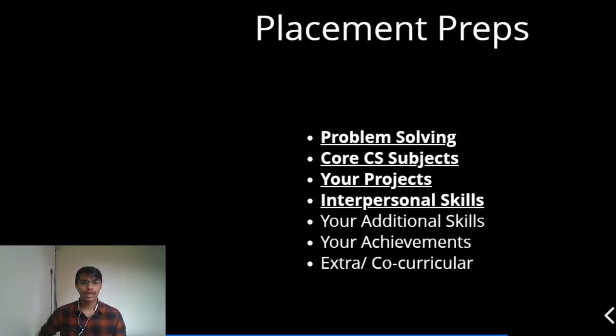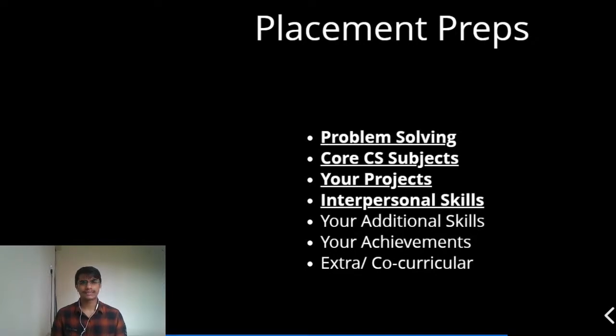Besides that, I have written some additional skills. You might have learned some frameworks, you have done some tasks and all. Whatever skills you have learned through courses, you can mention them in your resume or introduction, and your interview can go on that skill as well. Your achievements: achievements in programming contests or hackathons, anything, or even participations. The interview can sometimes go on that. Besides this, extra and co-curricular activities.